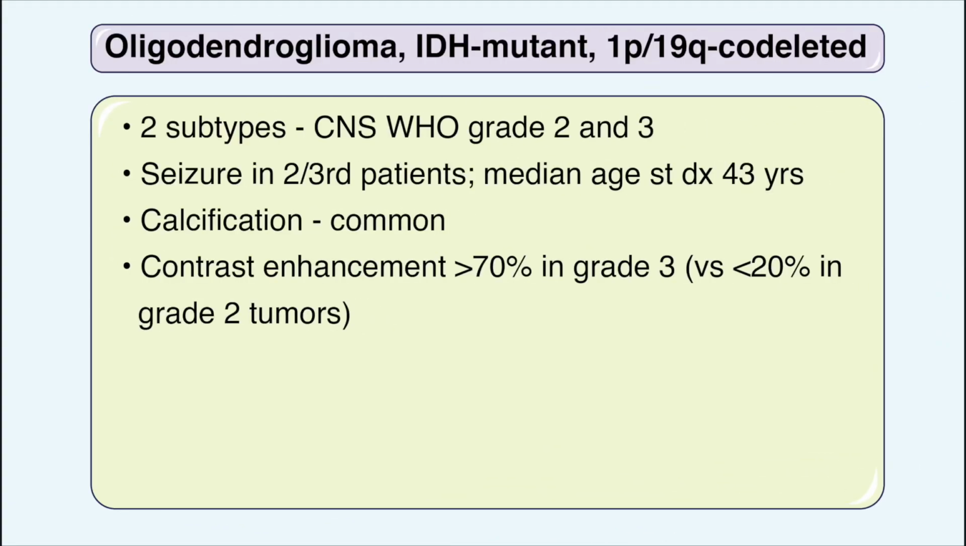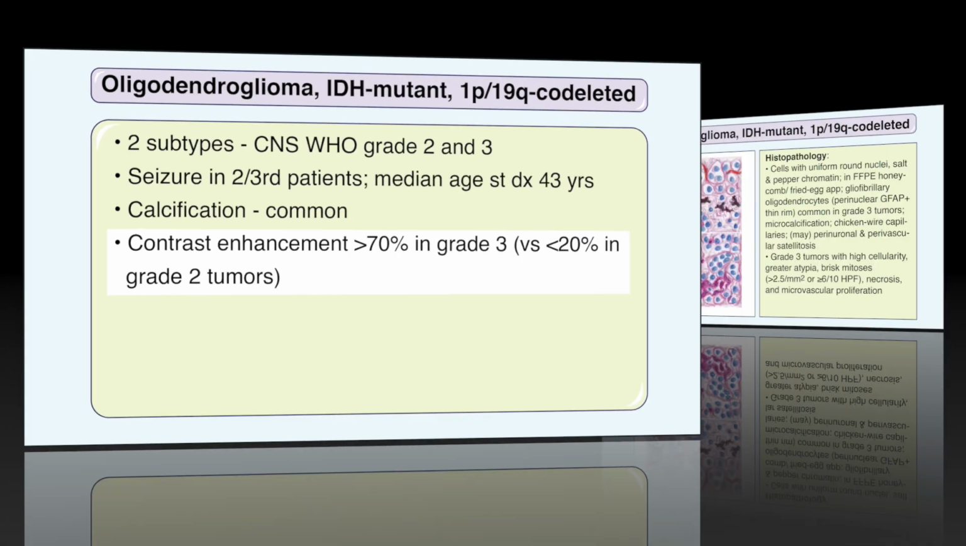Oligodendroglioma IDH-mutant, 1p19q co-deleted. Another diffusely infiltrating glioma with two subtypes, oligodendroglioma IDH-mutant and 1p19q co-deleted, CNS WHO grade 2 and grade 3. About two-thirds of the patients manifest with seizures. Oligodendroglioma presents with a median age of 43 years at diagnosis. Calcification is frequent in these tumors. Contrast enhancement can be seen in more than 70% of grade 3 oligodendroglioma, whereas it is less than 20% in case of grade 2 tumors.